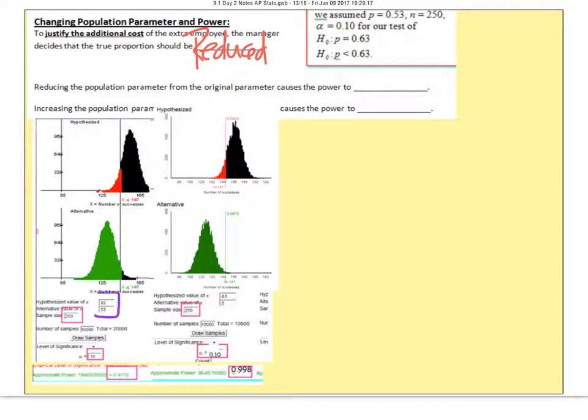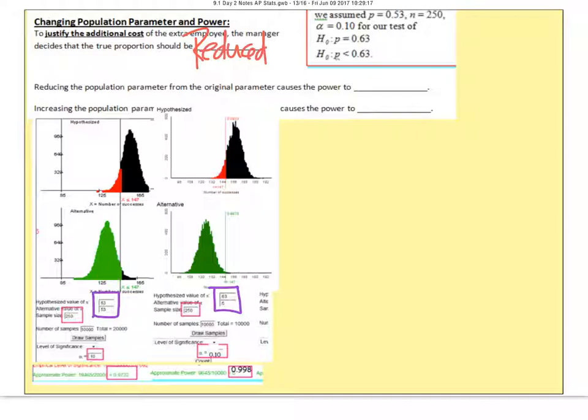This right here is the initial one where it is set up at P is at 0.63, but I really think it's at 0.53. But I'm saying here, what if I reduce that 0.53 because I think it's even lower? Notice the P is still at 0.63, but I reduced our alternative to 0.5. So from 0.53 to 0.5. So this alternative has a proportion of 0.53. This alternative has a proportion of 0.5.